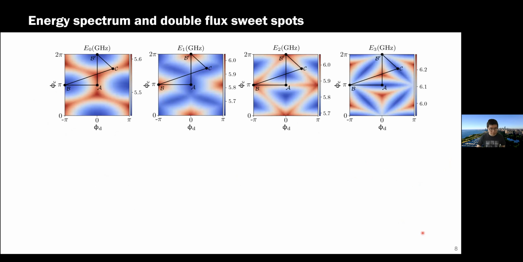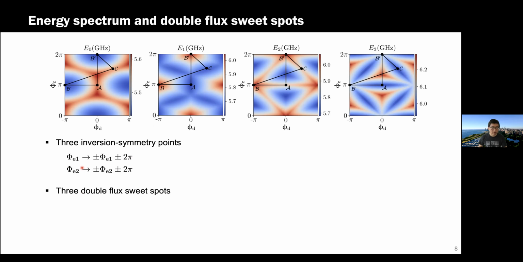To investigate the sensitivity of the circuit to flux noise, here I'm showing you the eigenenergies of the lowest four states as a function of the common and differential flux. The first thing we notice is that there are three inversion symmetry points marked by A, B, and C. They simply reflect the invariance of the Hamiltonian with respect to changes in the external flux. But more importantly, there are also double flux sweet spots, which means the energy reaches its extrema along any direction across those inversion symmetry points.